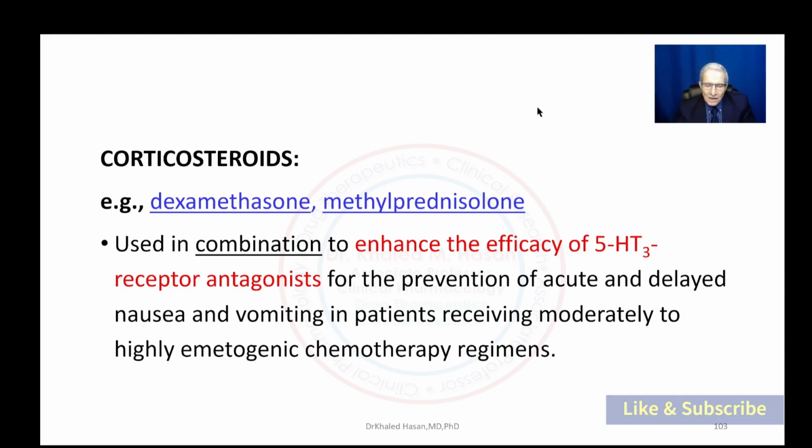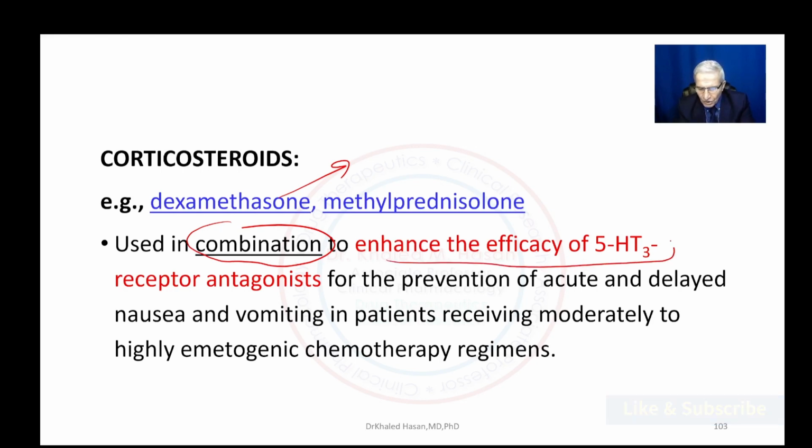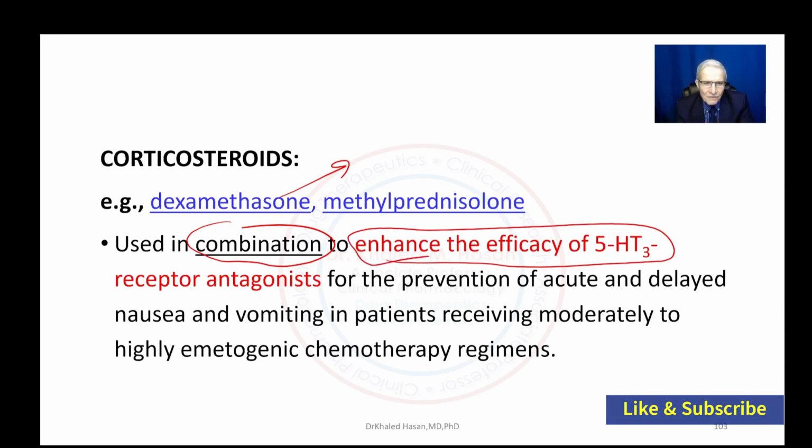Again, the same situation applies here for corticosteroids. We have dexamethasone and methylprednisolone. This group of medication, we don't use alone. Normally, we use it in combination treatment. We don't use cortisone or dexamethasone by itself as an anti-vomiting or anti-emetic medication, but we use it in combination with the serotonin antagonist, the 5-HT3 antagonist. They said this combination treatment may enhance the effect. They found cortisone enhanced the efficacy of the serotonin receptor antagonist.